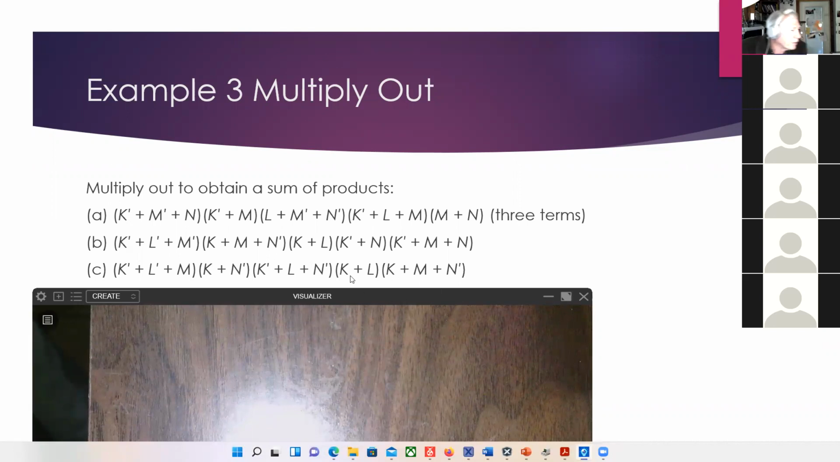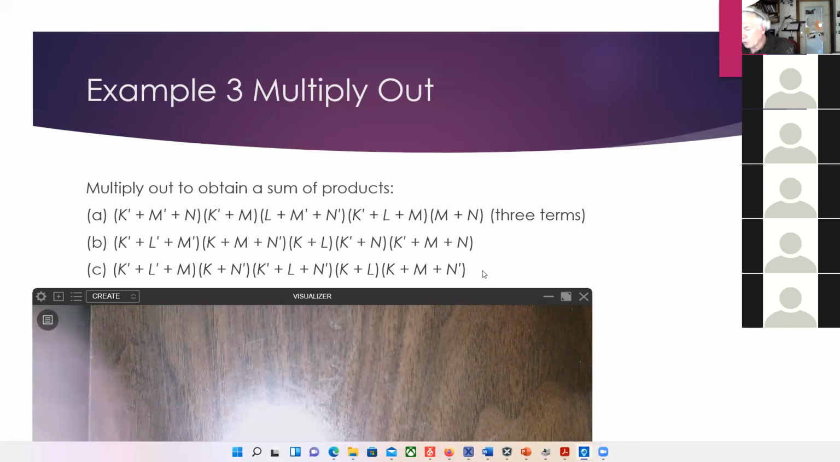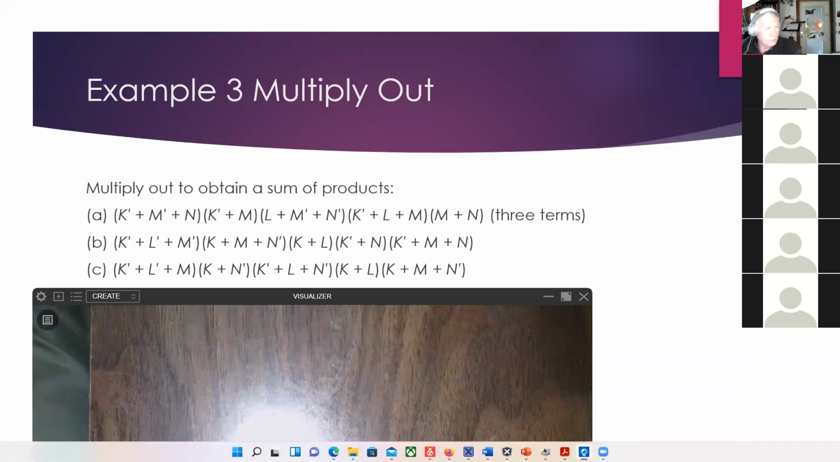All right, so K plus L, let's see if we have a K plus L. Nope. Do we have a K plus N prime? K plus M plus N prime? Yes, we do. So this term can go. So that leaves us the first 1, 2, 3, 4 terms. All right. So we can approach that similar to what we did before.